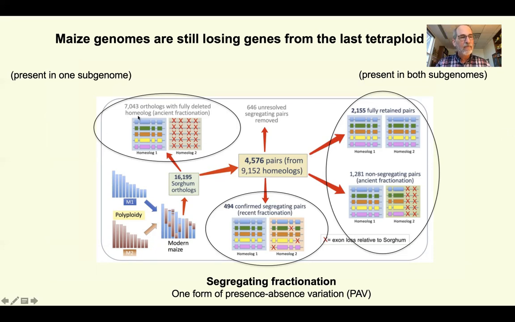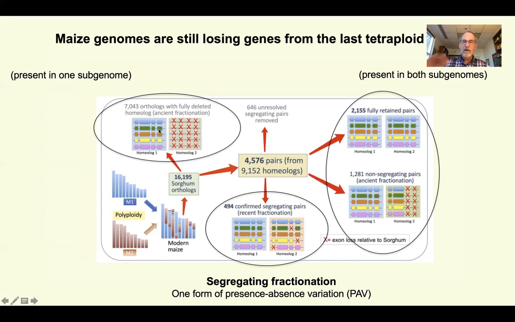And so the answer is something less than half are single copy, and something more than half are effectively 2 copies. And that doesn't mean that the 2 copies are identical. Sometimes they are identical, both being identical to sorghum, but sometimes one is identical to sorghum and one is different, but there's still 2 copies. And then there's another set, which we discovered because we had excellent assemblies of so many inbreds, which are single copy in some lines and 2 copy in other lines. And it depends on which line you take. These are so-called segregating fractionation. It's an important source of PAV in maize.